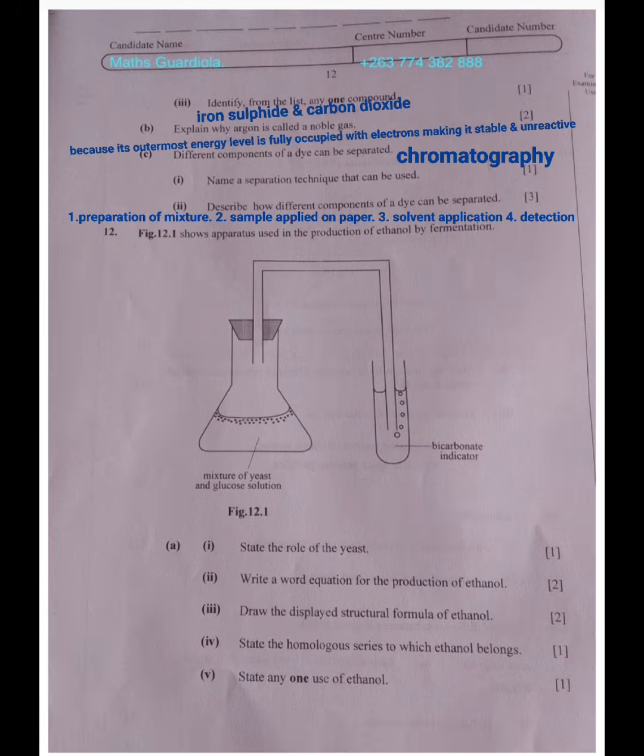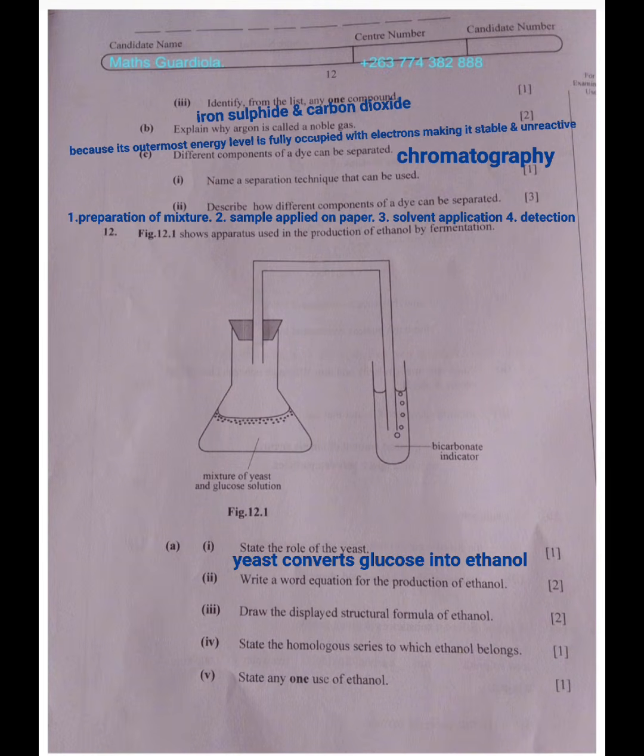We now need to proceed to the final question of the chemistry section. It was a question on the production of ethanol by fermentation. First of all, we were supposed to state the role of yeast in the fermentation process. So yeast is going to consume sugar from the fermentation medium and then convert it into ethanol and carbon dioxide.